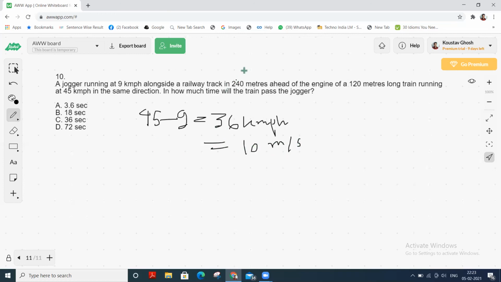And the total distance covered is 240 plus 120, that is 360 meters. It is the total distance. So the time taken is total length by relative speed, 360 by 10, that is 36 seconds. So option C is the right answer.